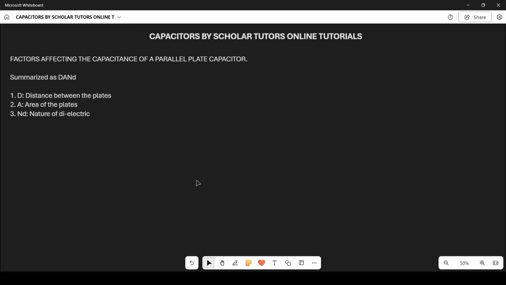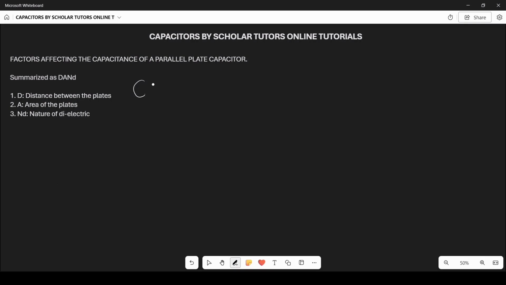D-A-N-D. D, the distance between the plates. A, area of the plates. N-D, nature of the dielectric or the insulator material in between the plates. Let's talk about each of these factors and how they affect the capacitance of a capacitor. For the distance, capacitance generally increases with decrease in the distance between the plates. That is, capacitance and distance are inversely related.